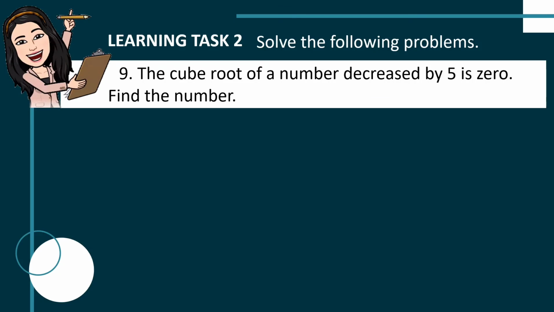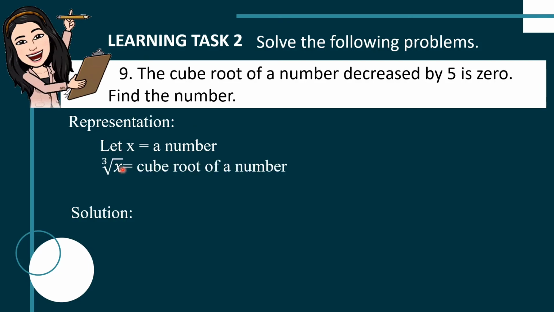Next, number 9. The cube root of a number decreased by 5 is 0. Find the number. Again, this is an example of a number problem. We don't know that number right away, so let us represent it as x. The cube root of a number is the cube root of x, since our number is x. Decreased by 5, meaning subtracted by 5. So that is subtraction.